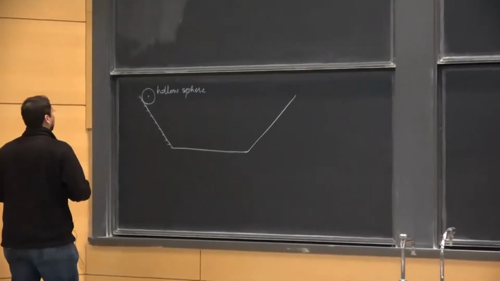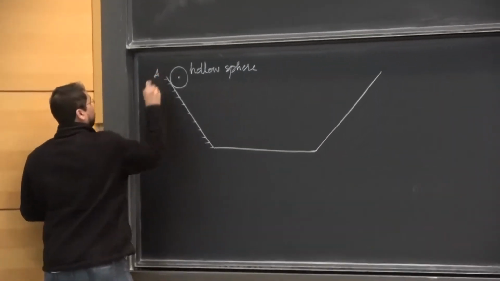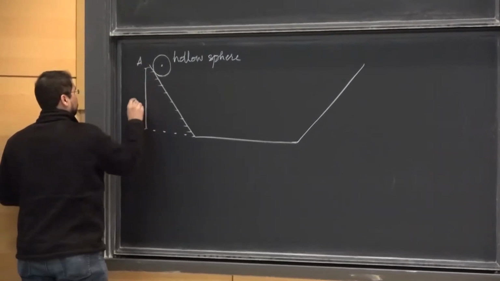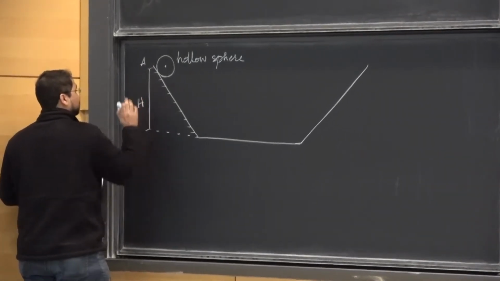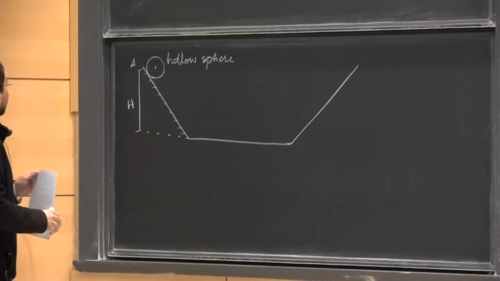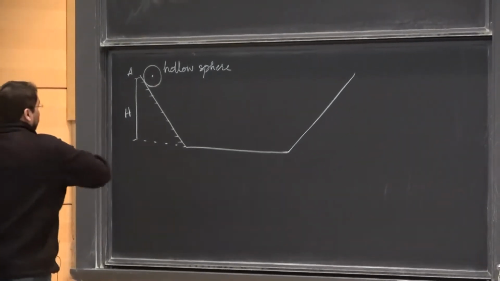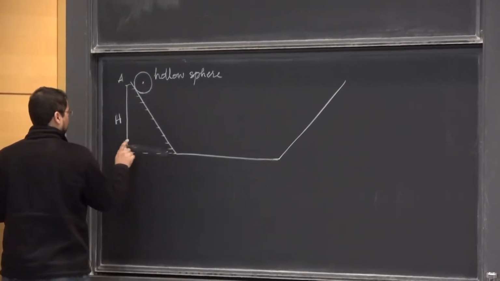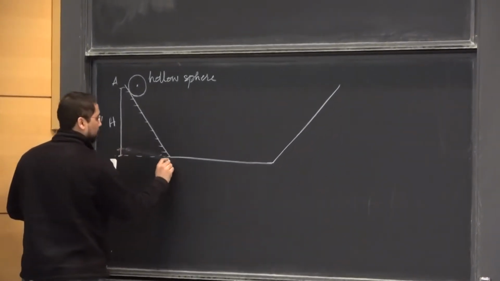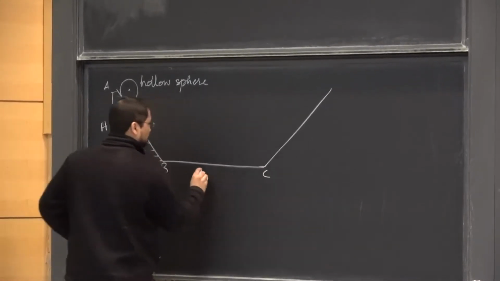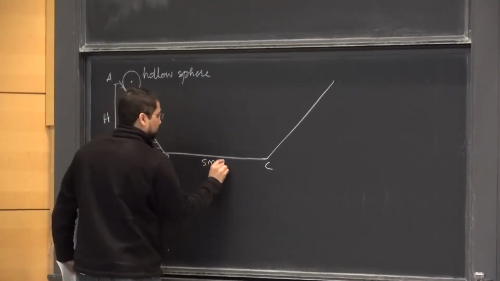It starts at point A. That's some height, capital H, above the ground, and it rolls down, gets to point B. B to C is smooth, so there is no friction here.